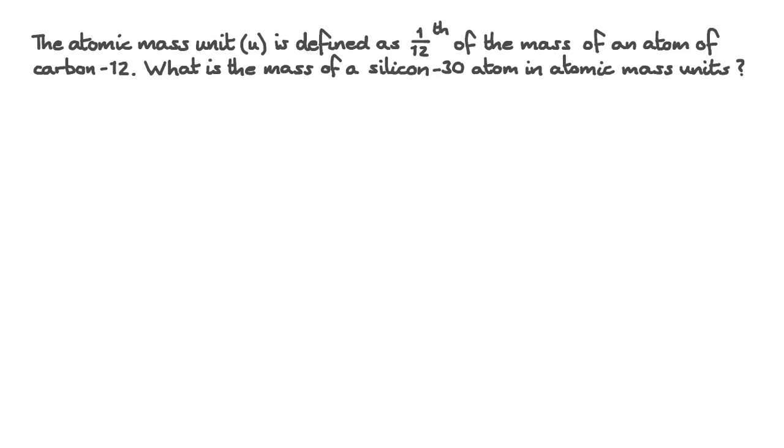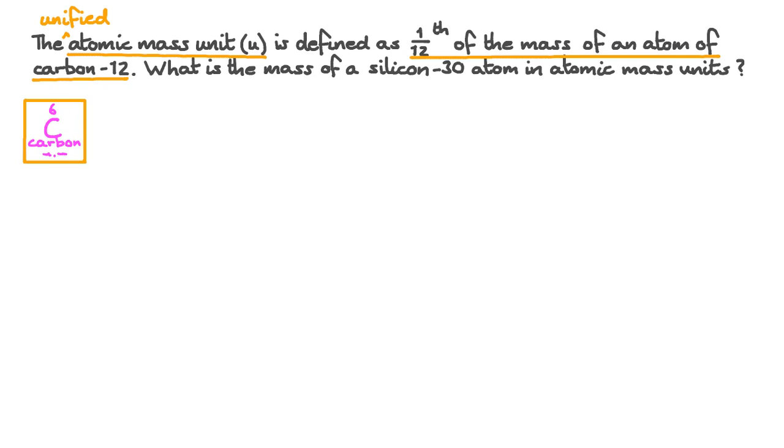The atomic mass unit, U, is defined as 1/12 of the mass of an atom of carbon-12. What is the mass of a silicon-30 atom in atomic mass units? Sometimes you may see unified dropped from unified atomic mass unit. That's fine as long as you're using the symbol U. The symbol AMU is sometimes used interchangeably, but they're actually defined slightly differently. But it's perfectly okay because we actually have the definition in the question. 1/12 of the mass of an atom of carbon-12.